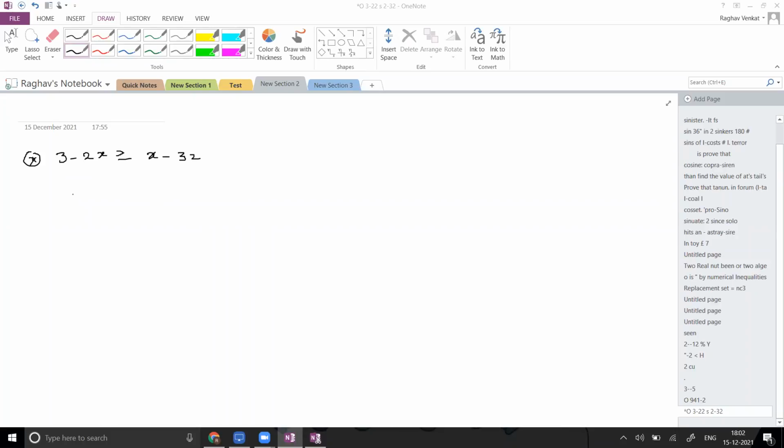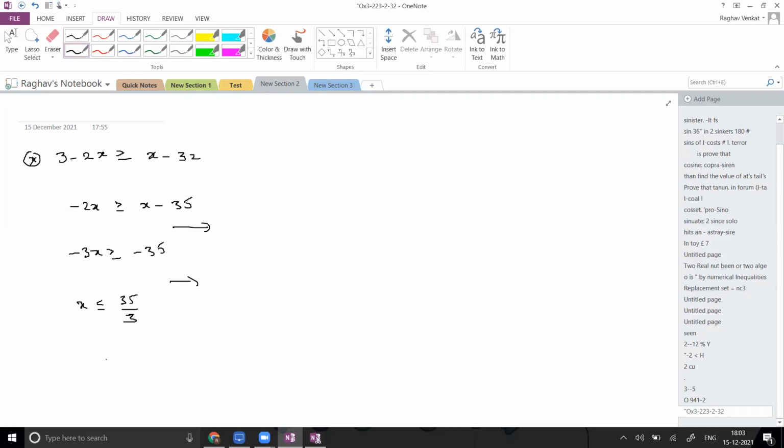So first we are going to subtract 3 on both sides. Subtraction and addition with positive or negative numbers doesn't affect the inequality. So subtracting 3 on both sides, minus 2x greater than or equal to x minus 35. Correct? Now I am subtracting x on both sides. Minus 3x greater than or equal to minus 35. Dividing by minus 3 on both sides, x less than or equal to 35 by 3. Simple. I didn't write the statements. Hope you will understand what statements you have to write.